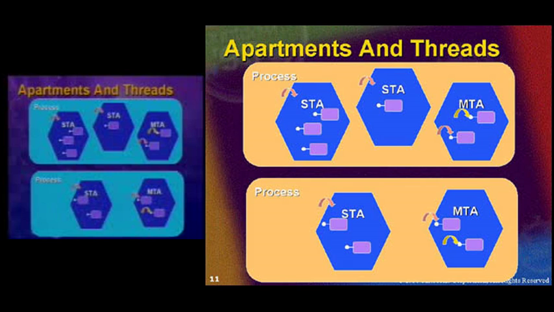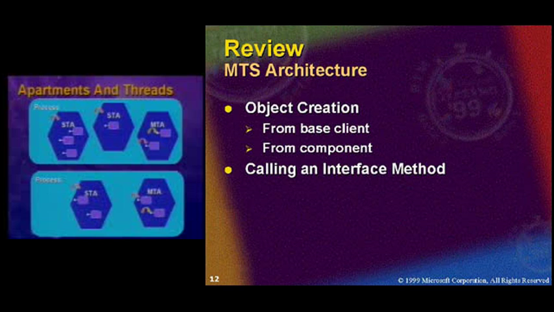We also have two types of apartments. We have an STA, or single-threaded apartment, that is associated with an STA thread for the lifetime of the apartment. And objects that are created in that apartment or on that thread are always called on that thread. An MTA apartment can have multiple MTA threads associated with it. You can have one MTA per process and multiple STA apartments per process. So that's where we are today in COM.